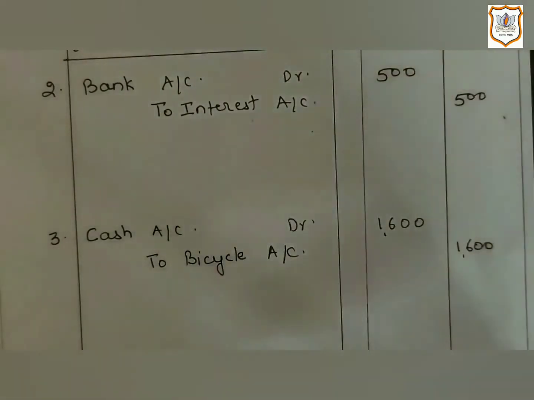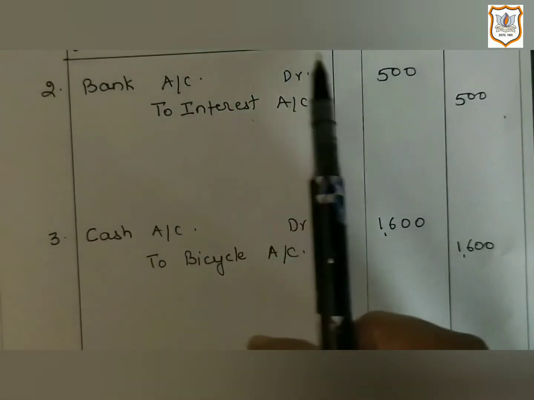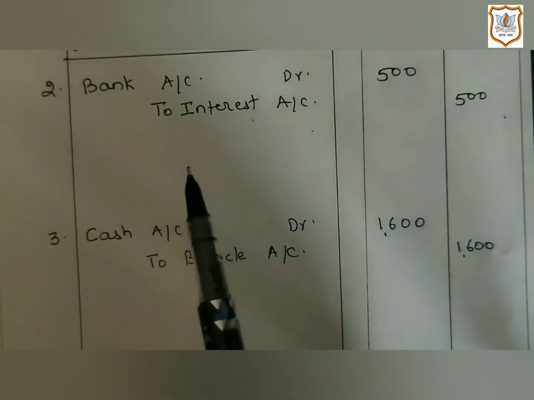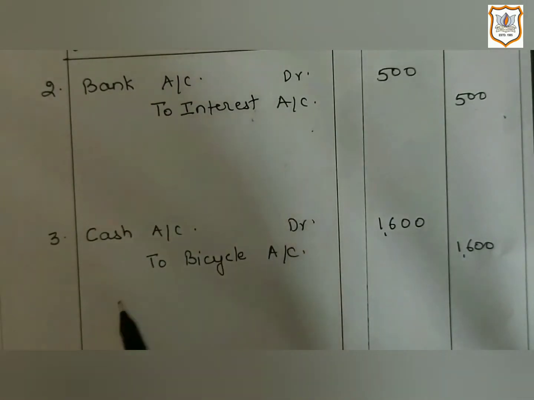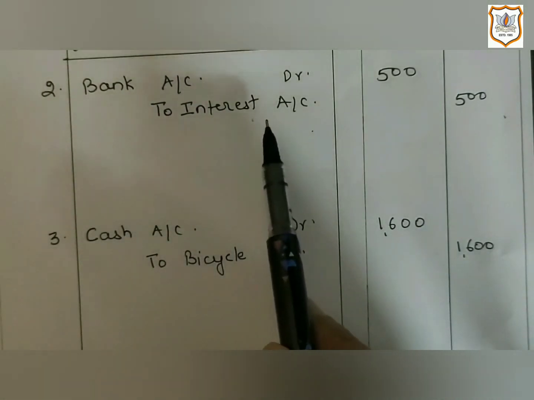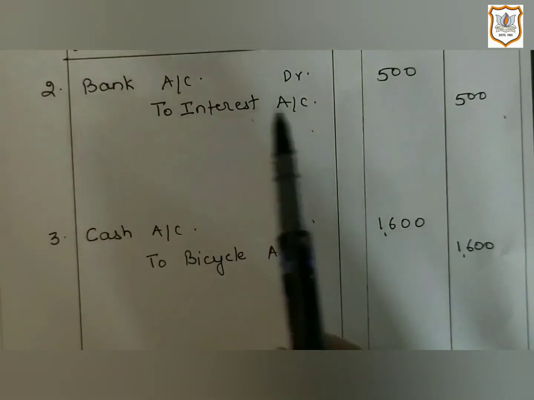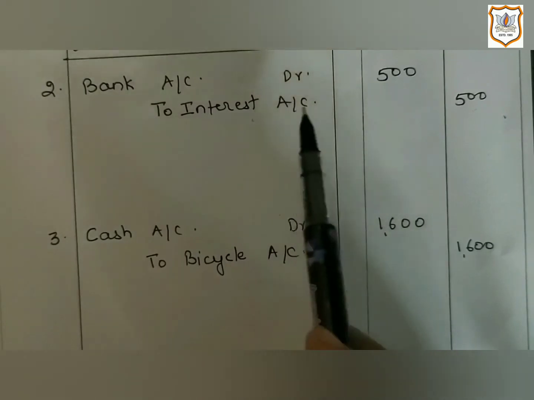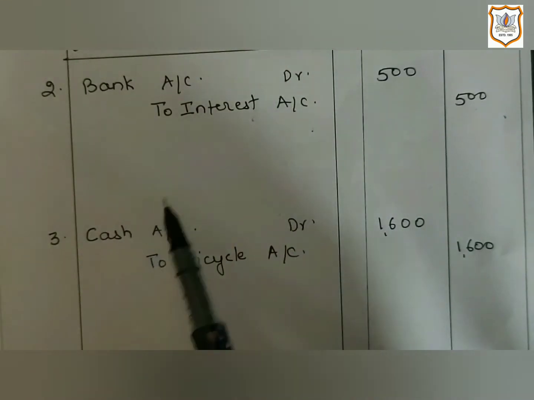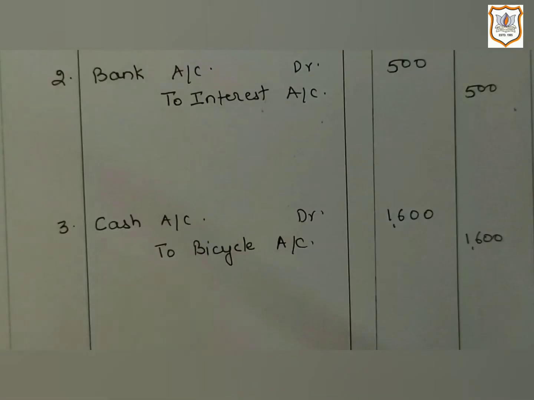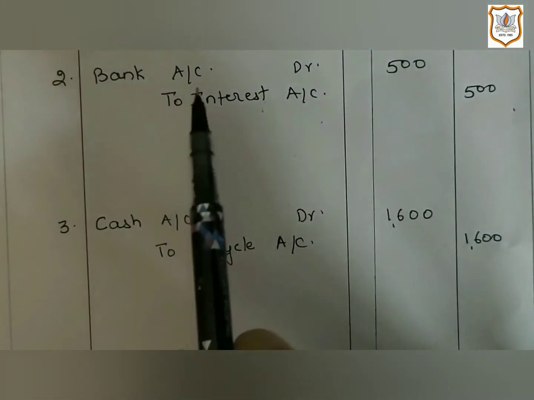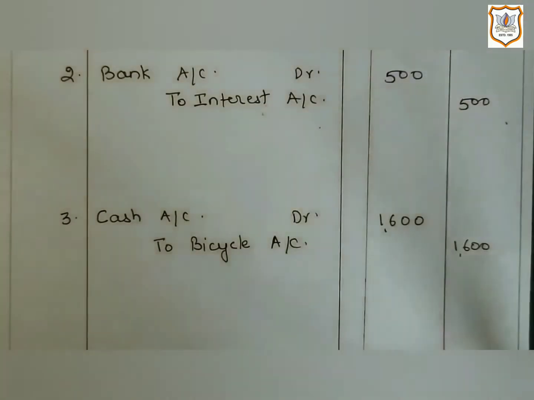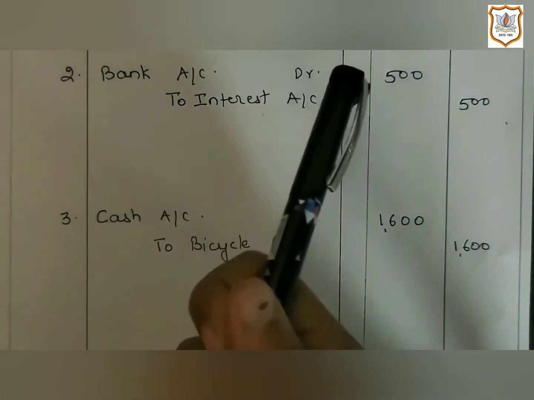Now let us move to the next journal entry, that is bank account debit to interest account. Now what will be the narration for this journal entry? Here interest is income for the business. That's why it is credited as per the rule of nominal account, that is credit all incomes. And here the bank has credited interest. That's why the bank balance of the business is increasing, and that's why bank account is debited here.